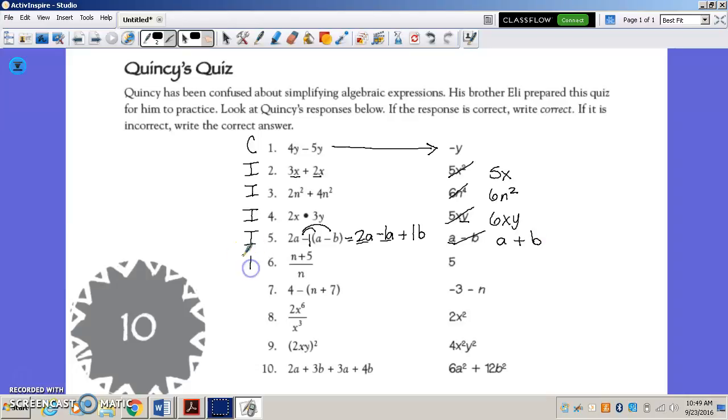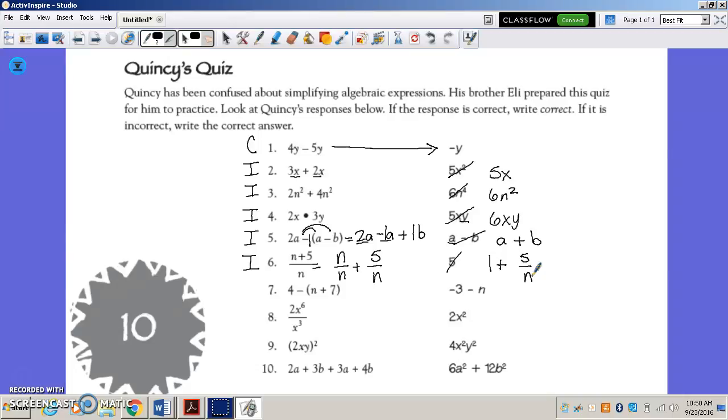Number 6 is also incorrect. If we have a fraction like this, it helps sometimes to rewrite this as separate fractions, as n over n plus 5 over n. So if we're looking at that, that looks a little bit easier. Wait a second, n over n right here, well, n divided by n, that's just 1. So I'm going to correct this. This is not just 5. A correct response would be 1 plus 5 over n. These two terms cannot cancel out or divide out. We usually leave that as 5 over n.